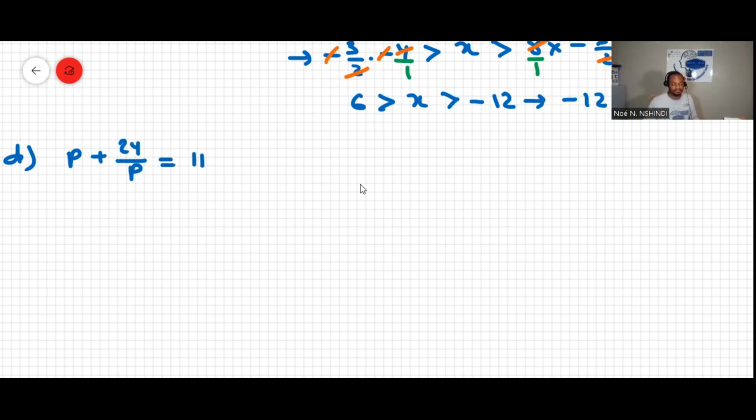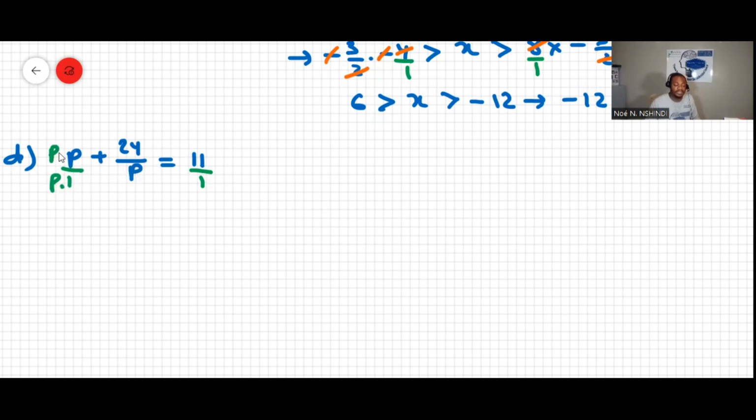Now, to solve this, we can make a common denominator, because here the denominator is P, and over there the denominator is just 1. We can make everything with a common denominator. So the LCM for this equation is just P. If I want to make it P, I'll times here by P, and I'll times there also by P. Over here I'll times by P to make a common denominator with that one.